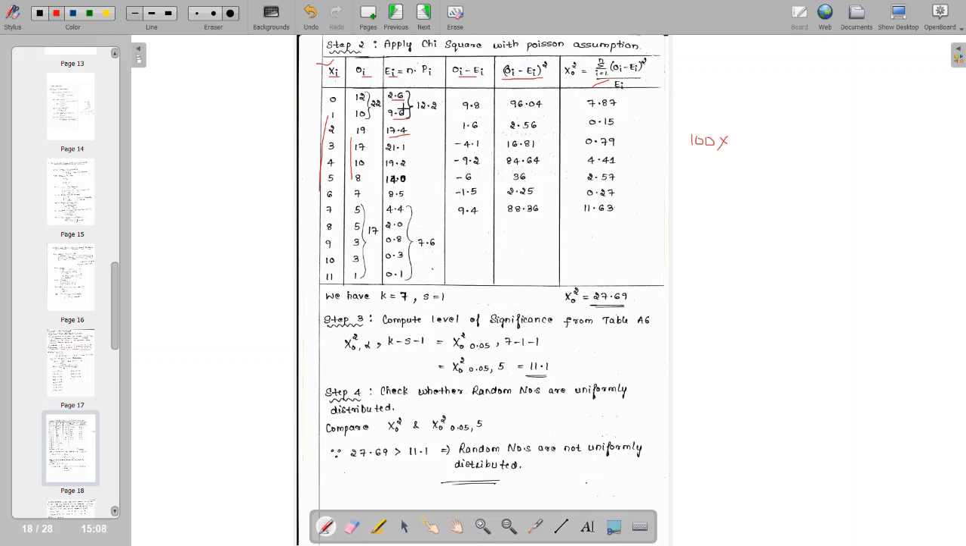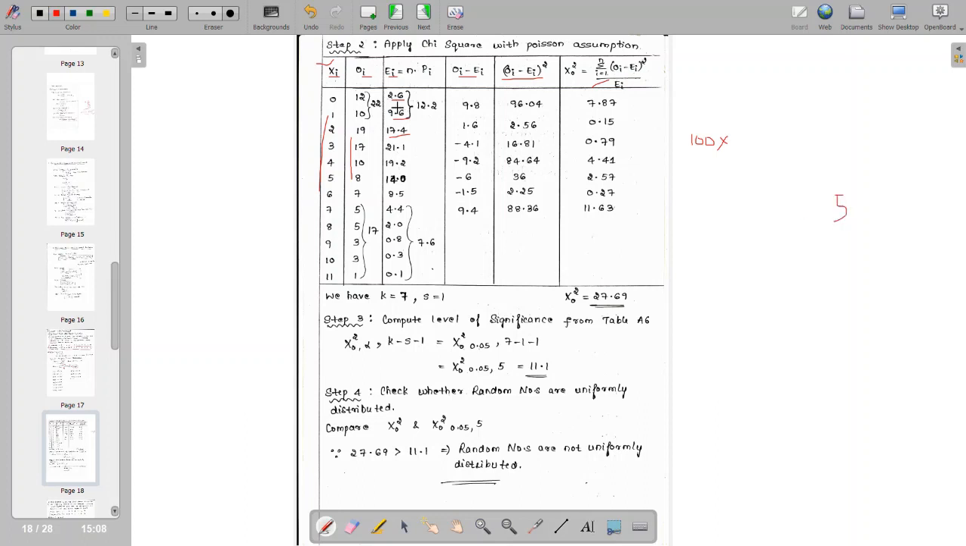Once we get the expected value for each interval, now we need to reduce the interval based on the sample data. Here the sample data is given as 100, so the reduced interval value will be 5.